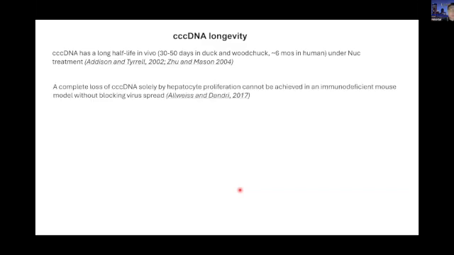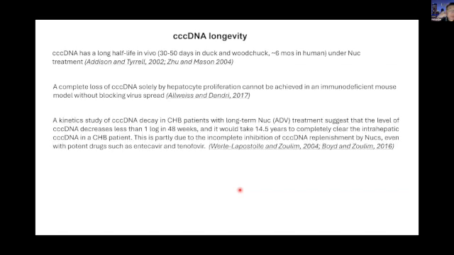A study from Maura Dandri's lab showed that a complete loss of cccDNA solely by hepatocyte proliferation cannot be achieved in an immunodeficient mouse model without blocking the viral spread. So if you don't block the de novo infection, the cccDNA still can persist. In this study from Fabien Zoulim's lab a long time ago, they measured the cccDNA half-life in adefovir-treated patients, and they calculated that it may take more than 10 years to completely clear the cccDNA pool in hepatitis B patients. Maybe this is due to the incomplete inhibition of cccDNA replenishment by a less potent nuke like adefovir.